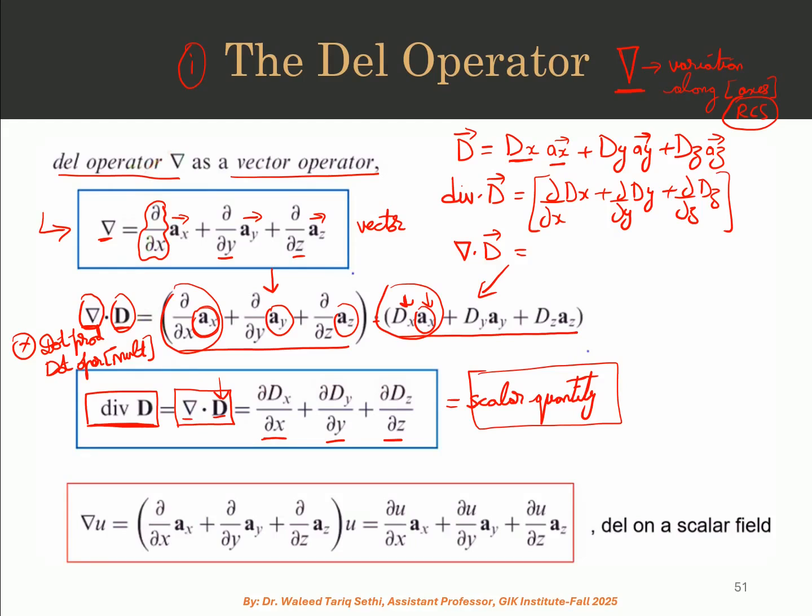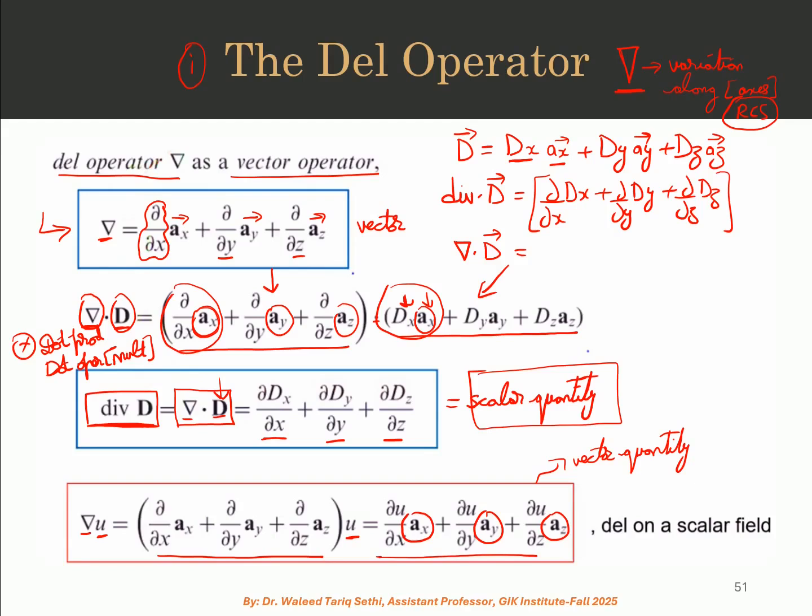Similarly, if we have the del operator and we multiply it with a scalar quantity, the output will be what? It is going to be a vector quantity. So these are the properties of these divergences. Again, we have the del operator multiplied with the scalar quantity. At the output, we are getting this expression, but this is a vector quantity because we have the unit vectors ax, ay, and az.